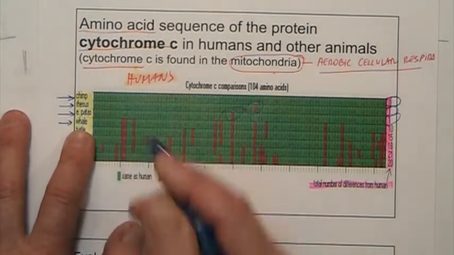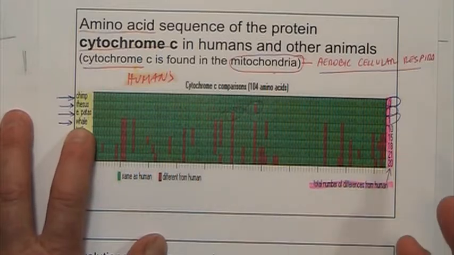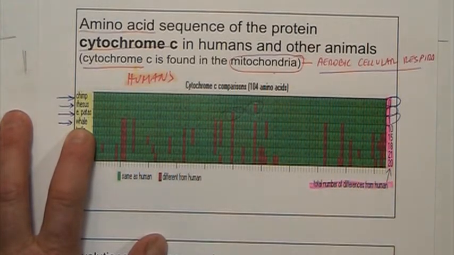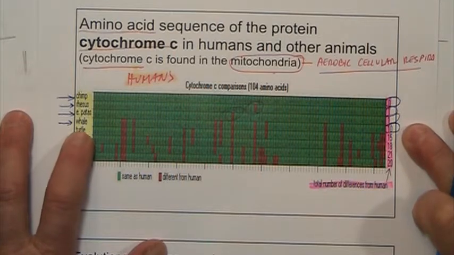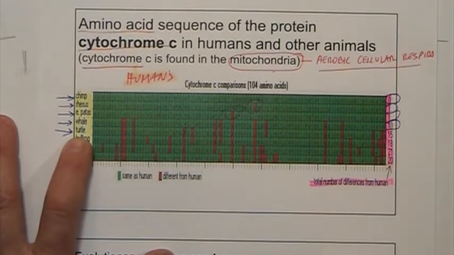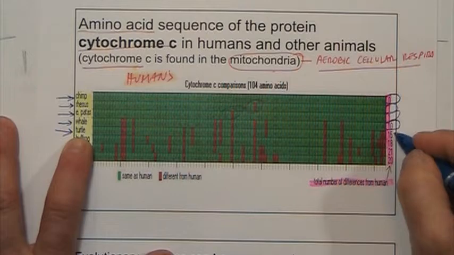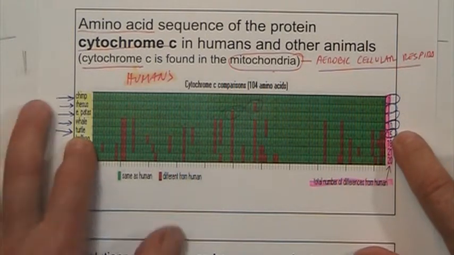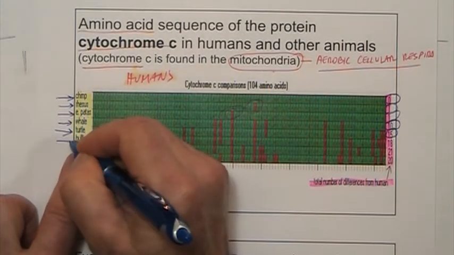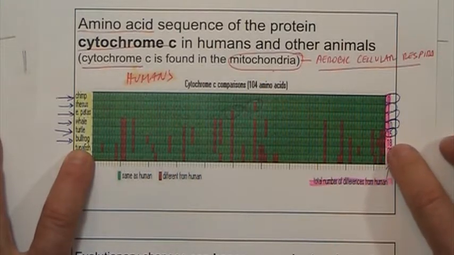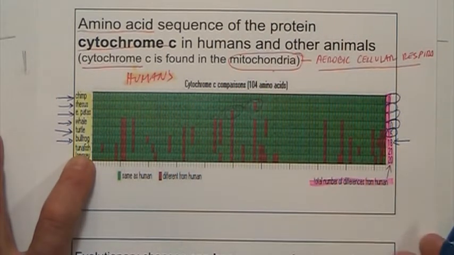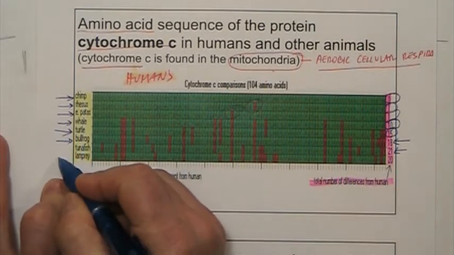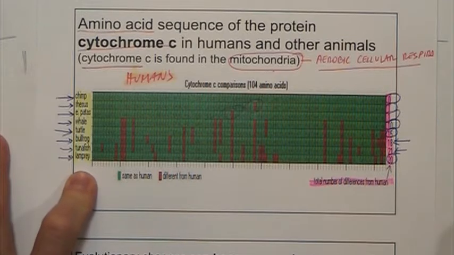Then we start getting some not so close relatives of us, like the whale. It's still a mammal, but not as closely related to us. And you can see that between humans and the whales, we have 10 amino acid differences in cytochrome C. Turtles are reptiles, they are not even mammals like us, and we have 15 differences in the amino acid sequence. Bullfrogs are amphibians. And there we have 18 differences. Tuna fish, which you eat tuna, probably. With tuna fish, we have 21 differences. And with the lamprey, that is another type of fish, we have 20 differences.